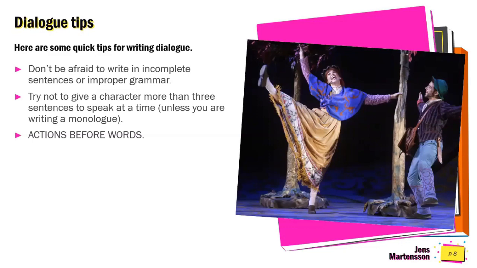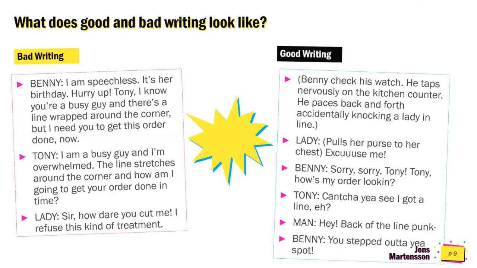Use the actions of the character to show how they're feeling. Let's take this back to my play seedling example. What does good writing and bad writing look like? If we look over to our left with bad writing, we start with Benny.